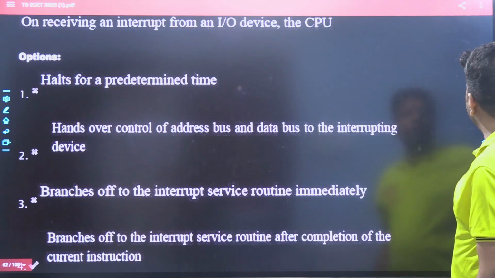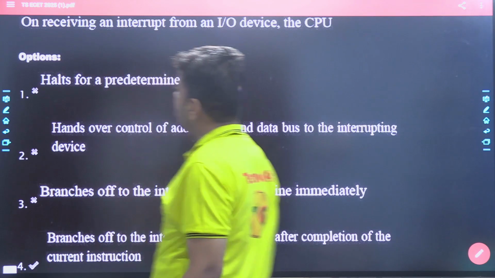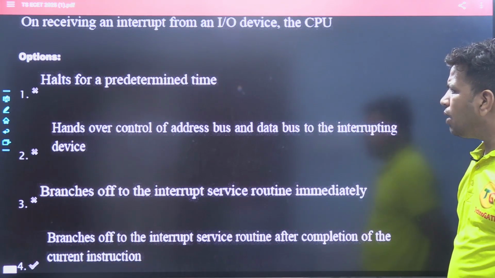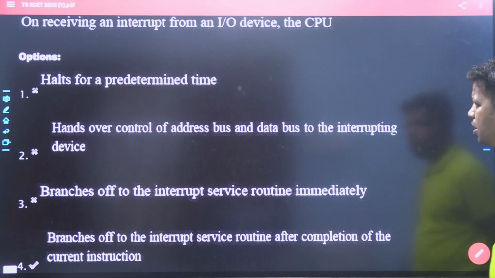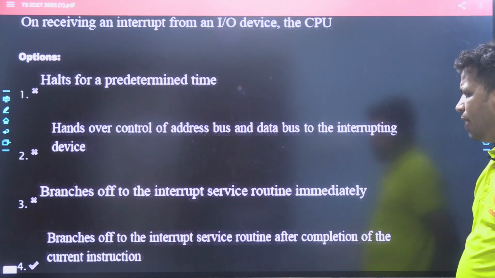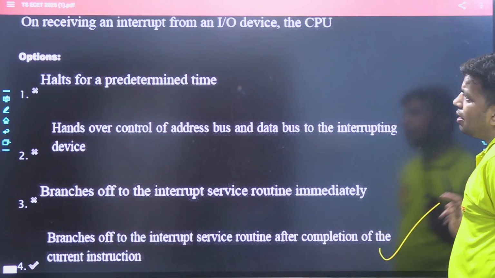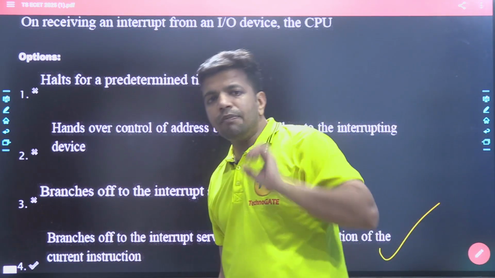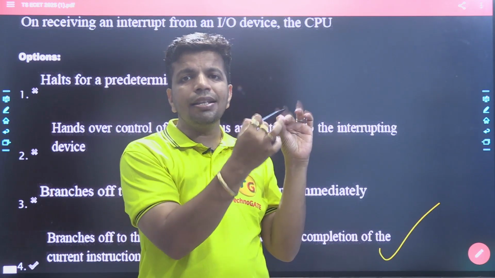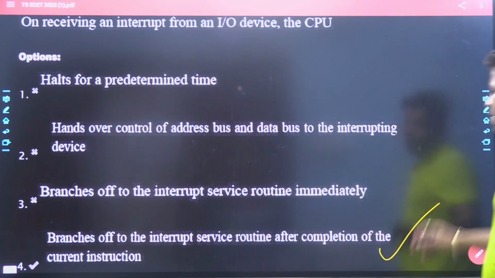On receiving an interrupt from an IO device, the CPU halts for a predetermined time, hands over the control of address bus and data bus to the interrupting device, branches off to the interrupt service routine immediately, or branches to the interrupt service routine after completion of the current instruction. Yes. Whenever an interrupt occurs at a CPU, first of all the CPU finishes the execution of the currently executing instruction. After that it handles the interrupt by going to the interrupt service subroutine.